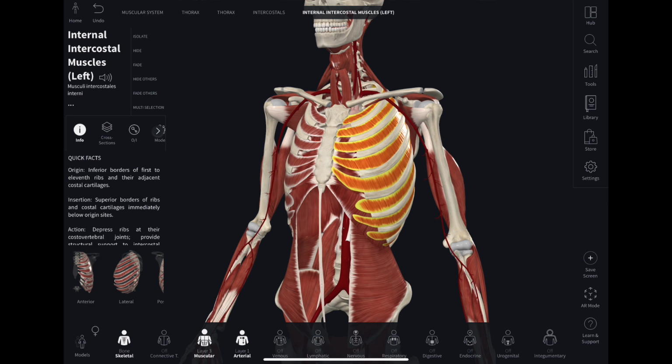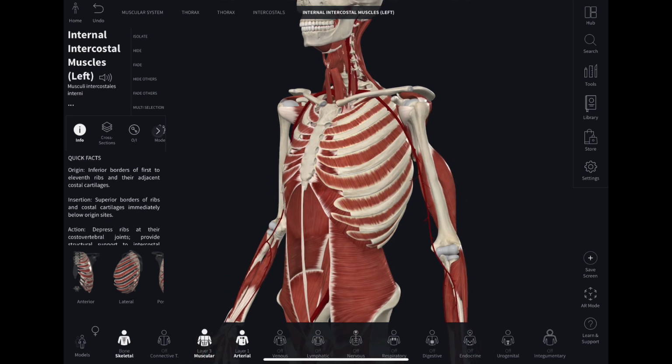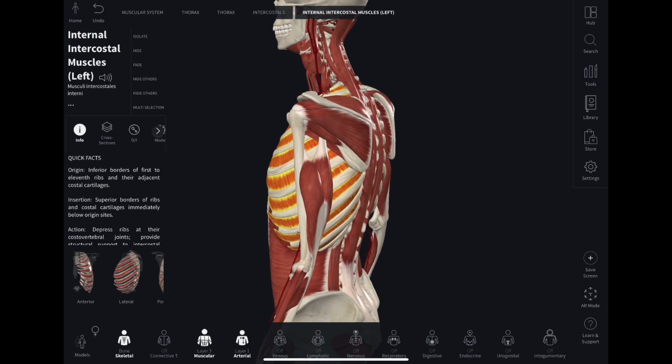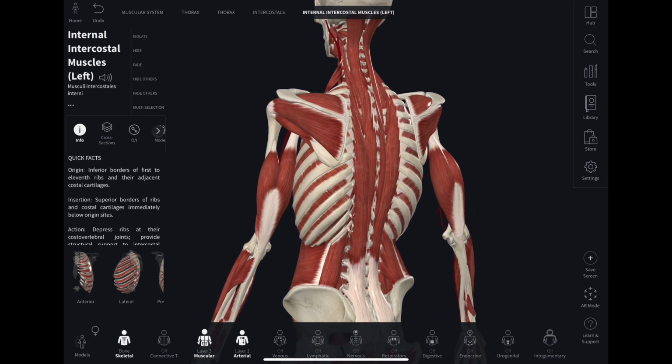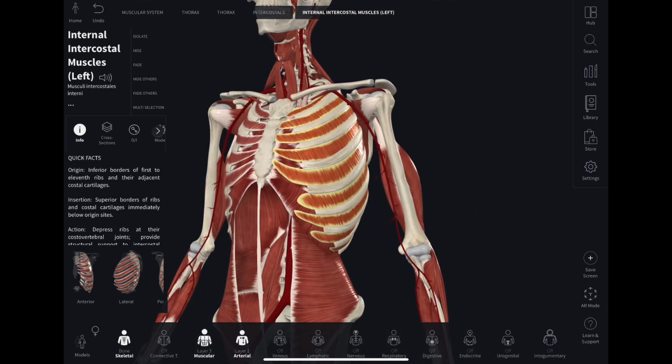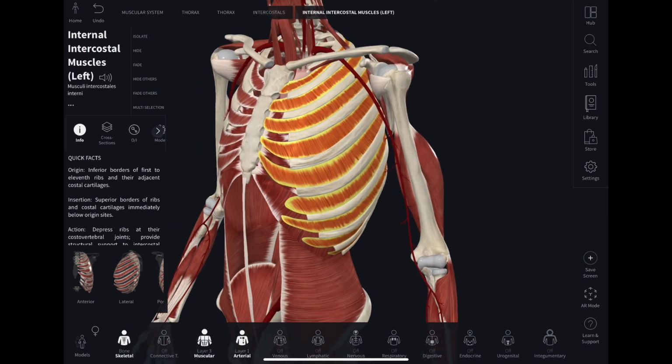The muscle is also involved in forced exhalation, which means that the muscle pulls the ribs down and posteriorly in order to push the air out from the lungs. We could see here that this muscle originates in the inferior border of the rib, so right about here. It also has an insertion at the superior border of the rib below, right here.